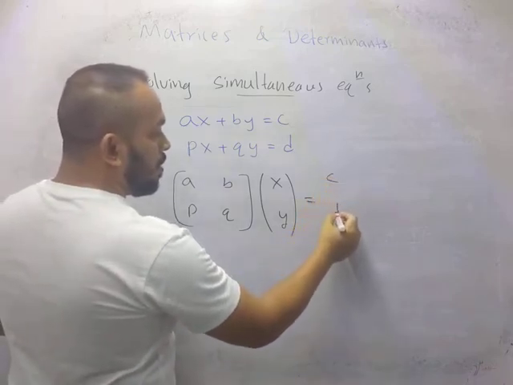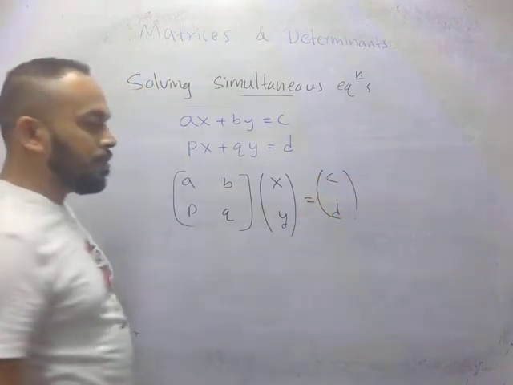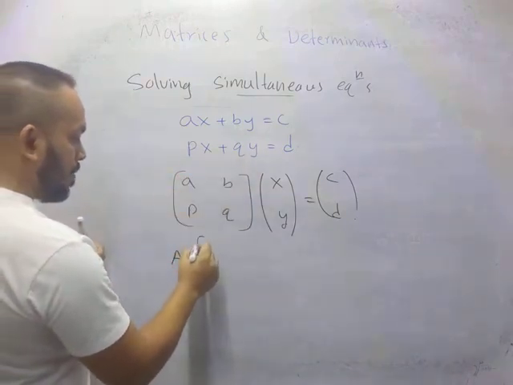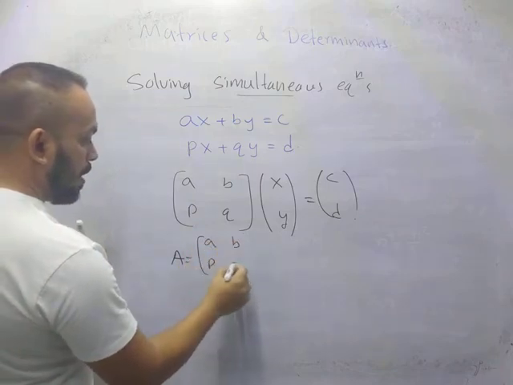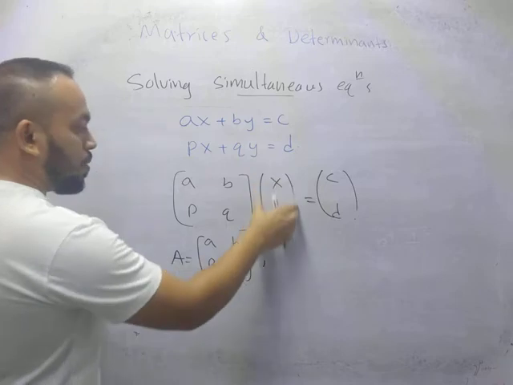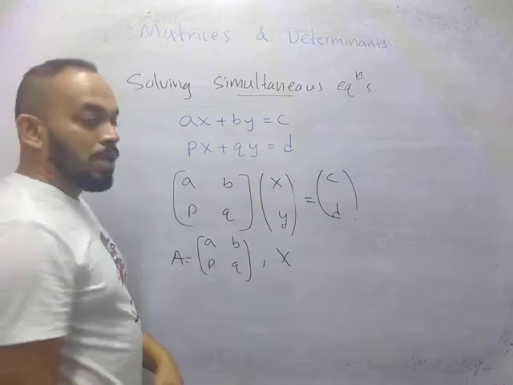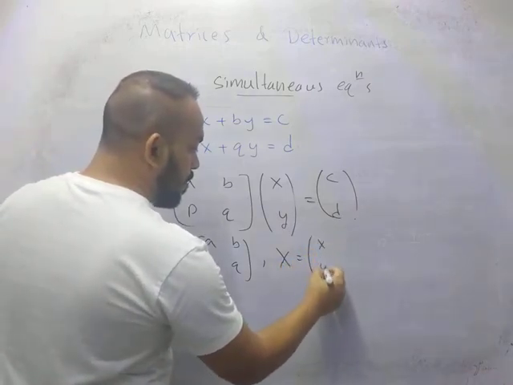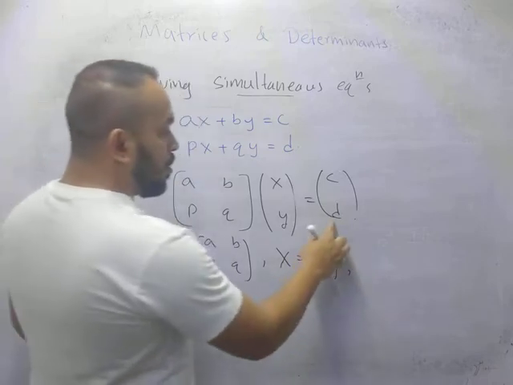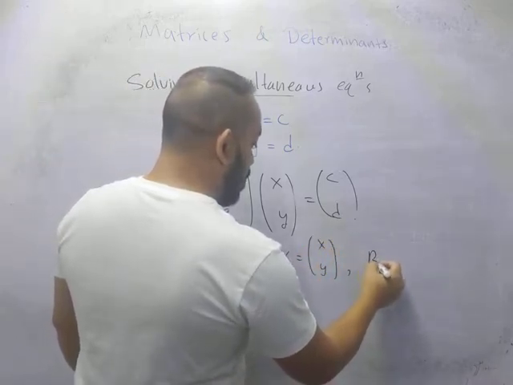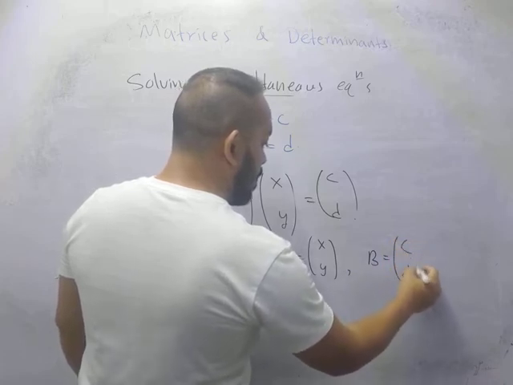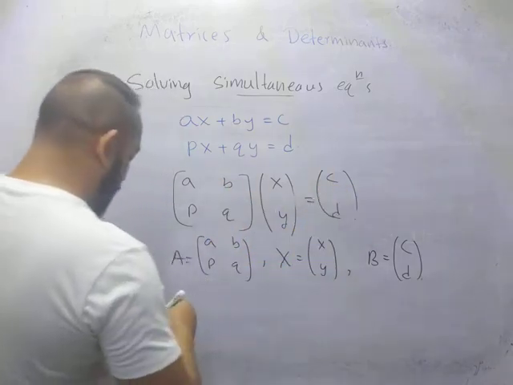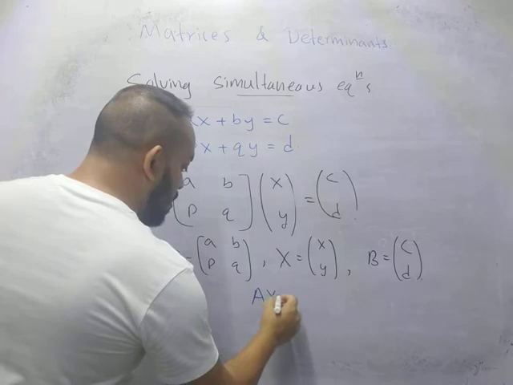Then C, D. Now this is a matrix equation, where let's call this matrix A, with entries A, B, P and Q, and let's call this matrix of variables, which you have to solve for, capital X, with entries X, Y. Then let's call this matrix B. In that case, this equation can be written as AX equal B.